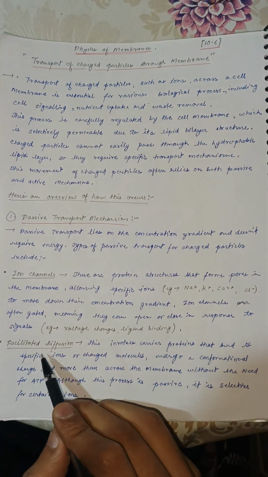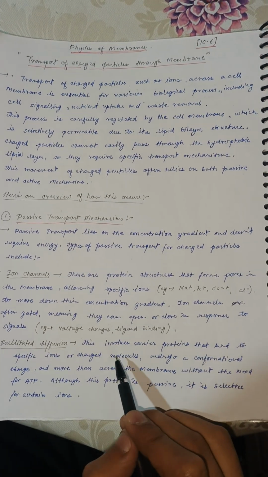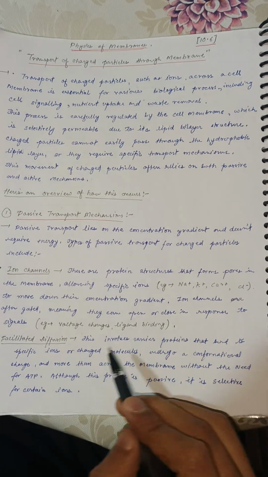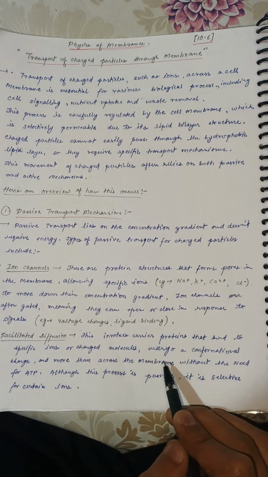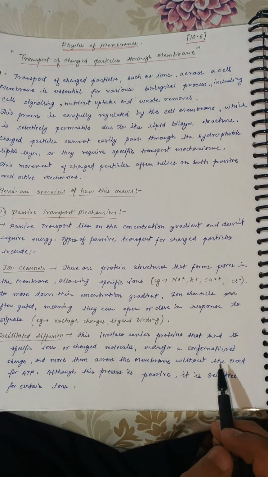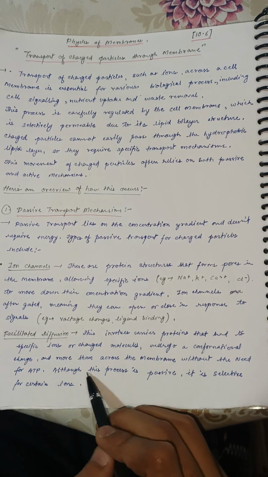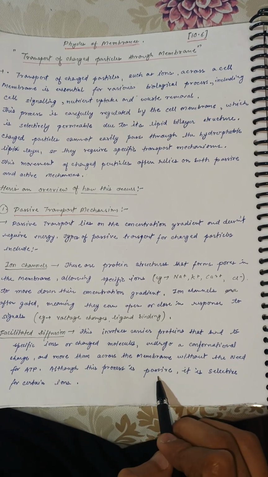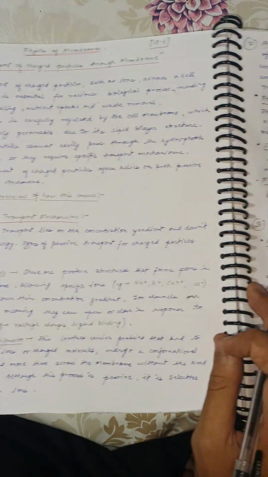So second one is facilitated diffusion. This involves carrier proteins that bind to the specific ions or charged molecules, undergo a conformational change and move them across the membrane without the need for ATP. Although this process is passive, it is selective for certain ions.